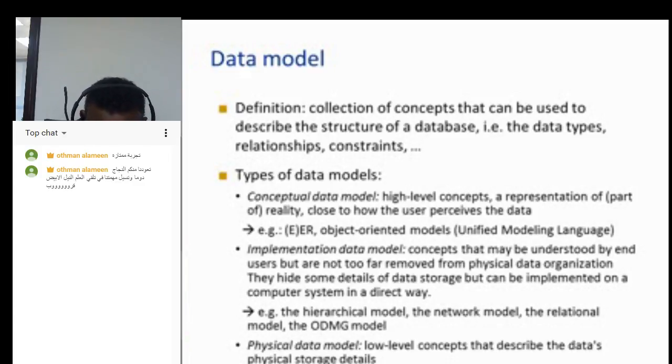The physical data model is then really the lowest you can go in terms of implementation, because here we're going to have a low-level model that is going to describe the concepts and the data's physical storage details. Here we're really going to describe how the data should be physically organized. And the way you're going to do data modeling typically is that you're going to start from a conceptual data model, very high level, and you're going to make it more and more implementation specific. You're going to make it more and more specific to the physical environment until you end up with a physical data model.